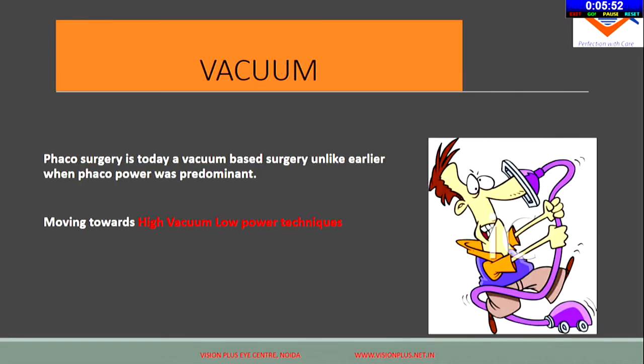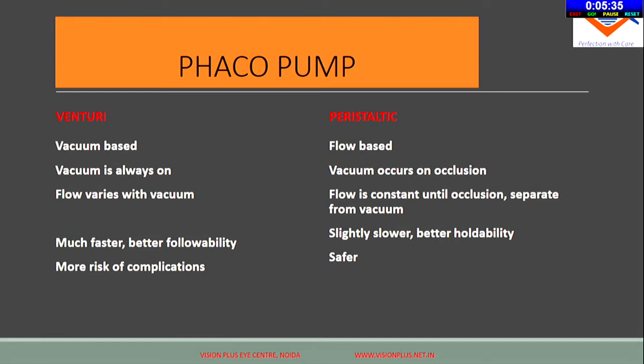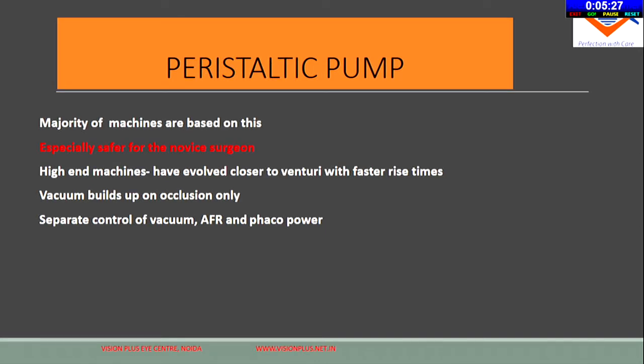So vacuum, as we know, now our PHACO technique has moved from a PHACO-based surgery more to a vacuum-based surgery. So we need to look at machines which can give us a higher vacuum without causing surge. So you have either the Venturi-based systems or you have the peristaltic-based systems. And the peristaltic pump is usually a safer option. The majority of the machines are based on this. And most of the higher end machines have evolved more close to a Venturi system where the rise time is very rapid. And here the vacuum, as we know, builds up only on occlusion, so it's much safer.